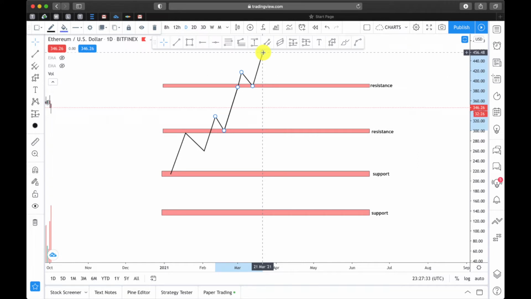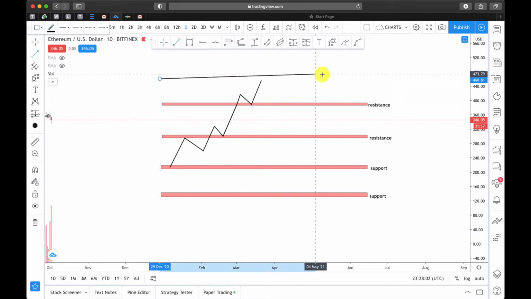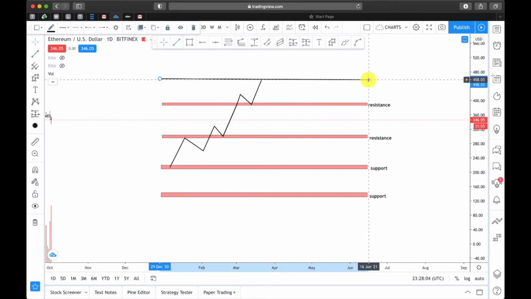So let's talk about support. Remember, resistance can turn to support. So let's say we have the new resistance here, right? And then price was unable to break that current resistance. So what happened?